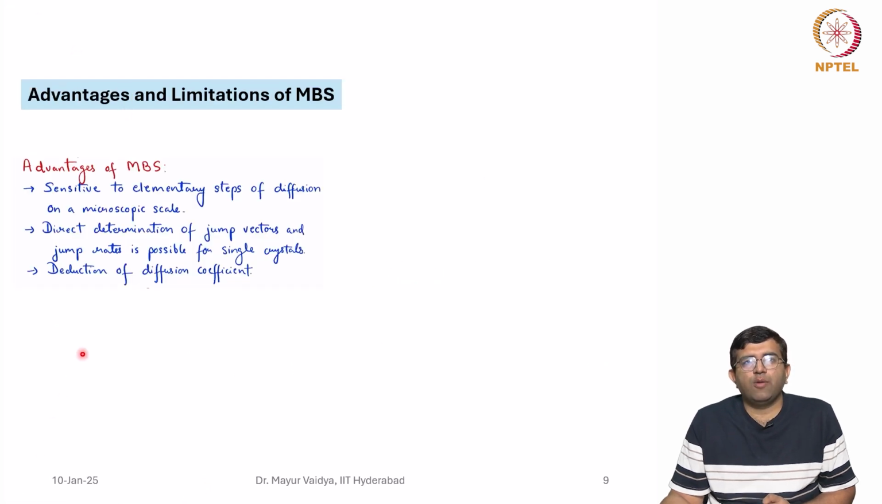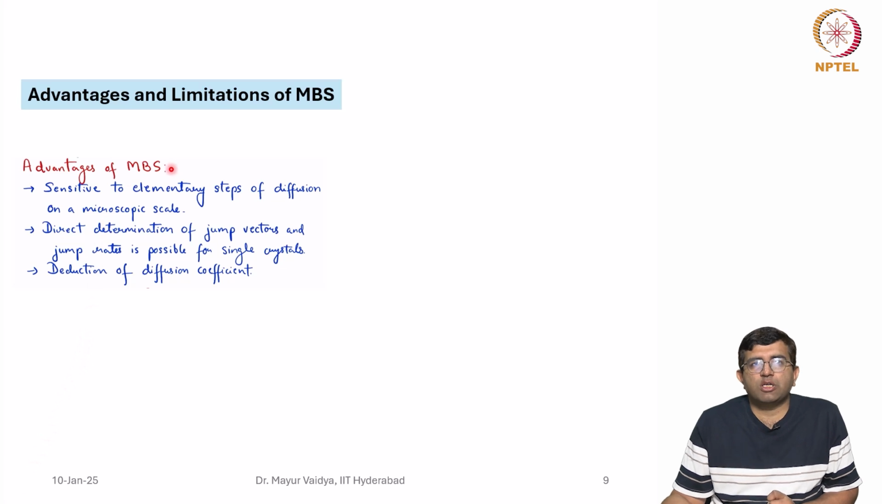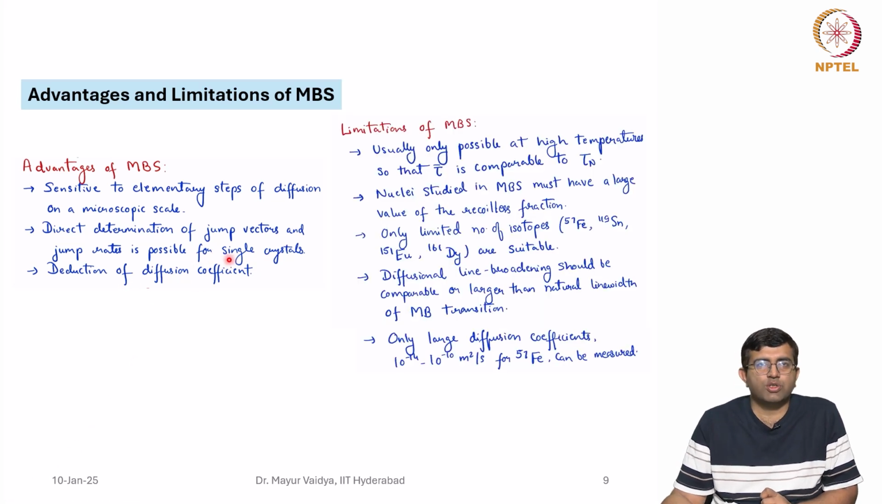So, the key advantages of Mössbauer spectroscopy: it is sensitive to elementary steps of diffusion on a microscopic scale. Then it allows the direct determination of jump vectors, and the jump rates are possible for single crystals, and you can use it for the deduction of the diffusion coefficient, of course.